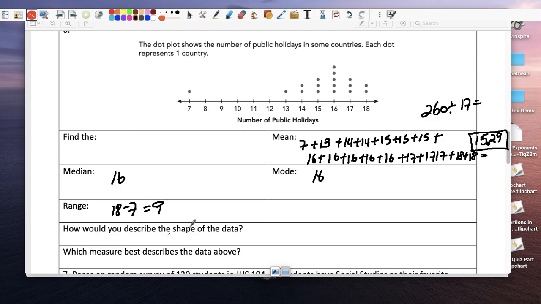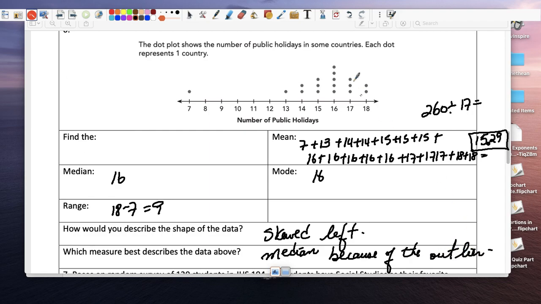How would you describe this? This is skewed left. Which measure best describes the data above? Definitely the median, because of the outlier. Okay.